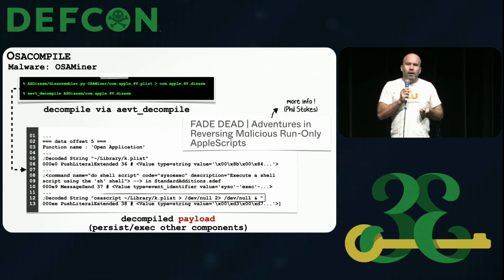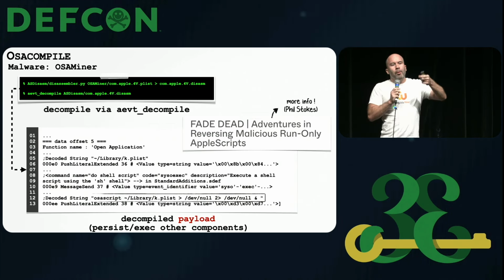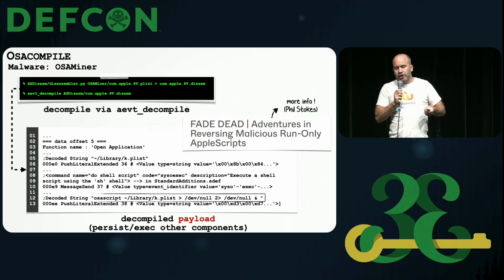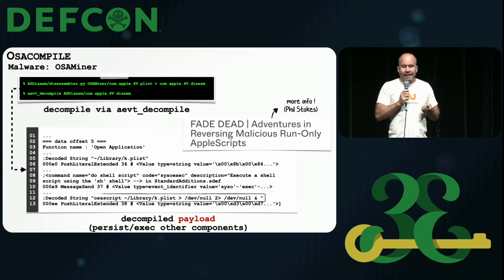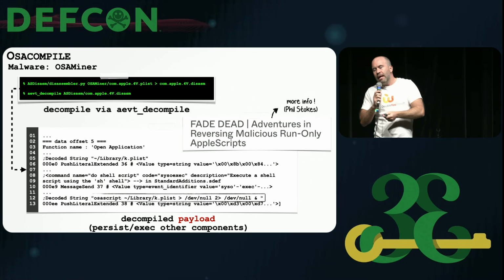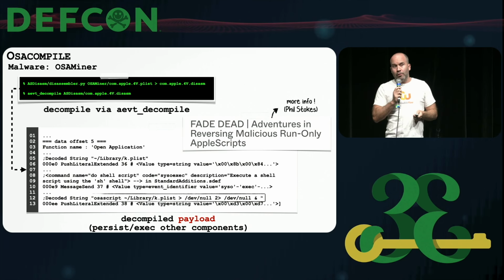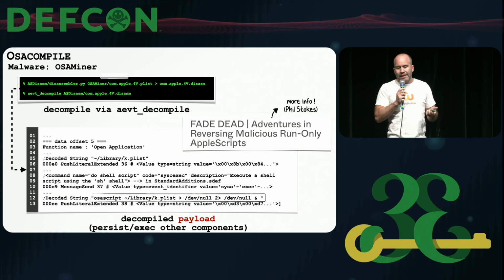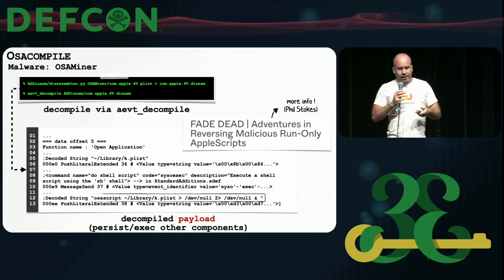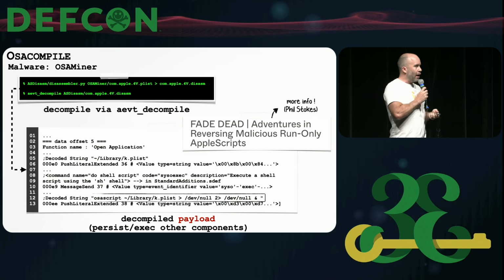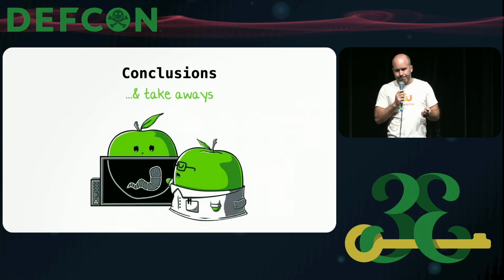Well, it turns out researcher Phil Stokes built upon this AppleScript disassembler and actually created an AppleScript decompiler. So you can also grab this via GitHub. It takes as input the output from the AppleScript disassembler, and then as output gives you somewhat of a reconstruction of the original AppleScript code. So for example, here we can see that OSA miner is persisting and executing other components. This is super useful information for our continued analysis.